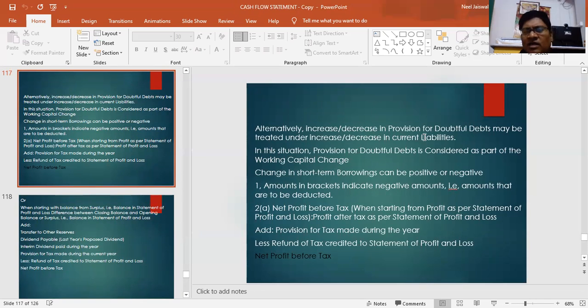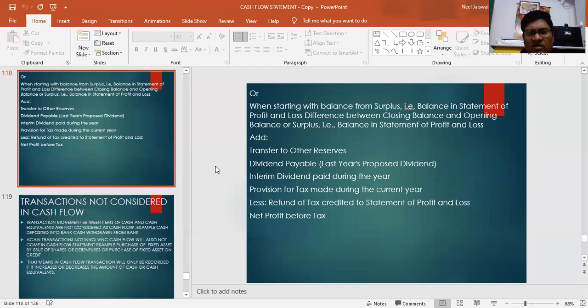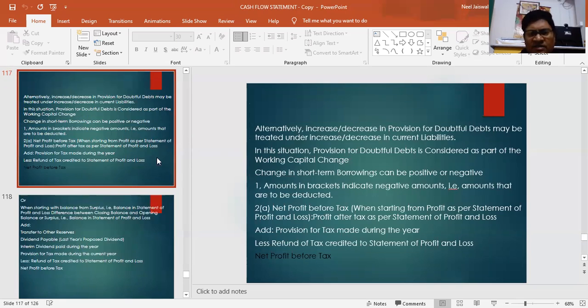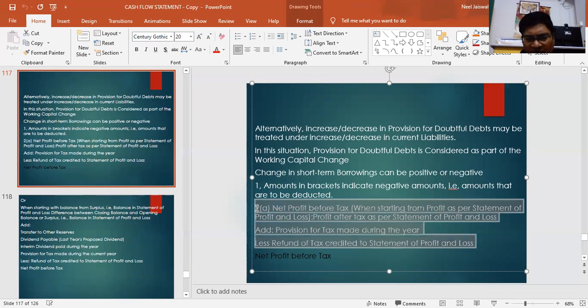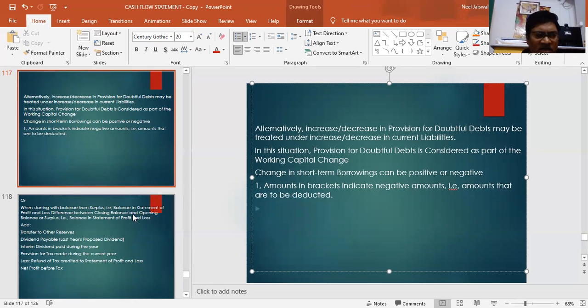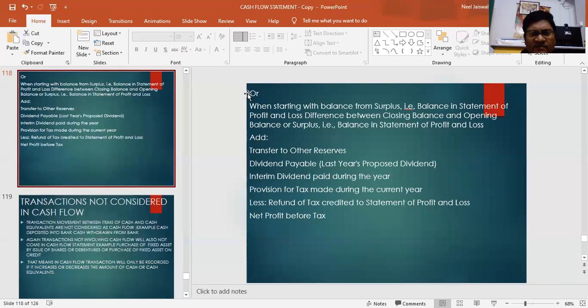Alternatively, increase or decrease in provision for change in short-term borrowings can be positive or negative. Okay, this is not the alternative. The alternative is the next one. Alternative over here means if, instead of the balance sheet, they give the amount of net profit in profit and loss, this is our alternative. In fact, this one, net profit before tax, when we are starting from the profit and loss statement, that is the alternative.